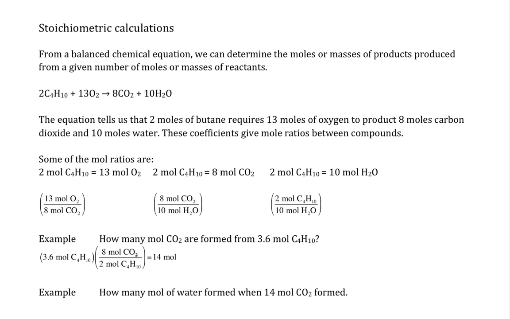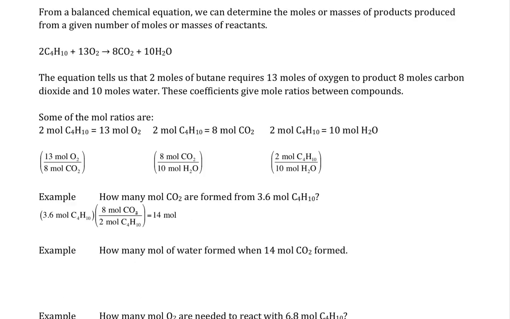We can jump around any way we need to within a chemical reaction with these mole ratios. They are what allow us to go from moles of one substance to moles of the other. So we can go between moles of reactants, between moles of products, or between reactants and products, however we need to. Here's an example. How many moles of CO2 are formed from 3.6 moles of C4H10?